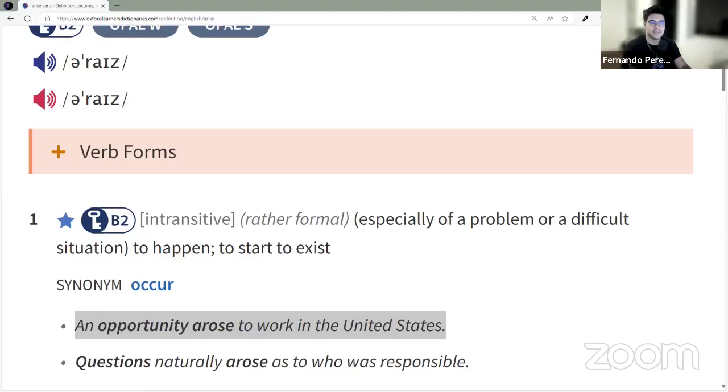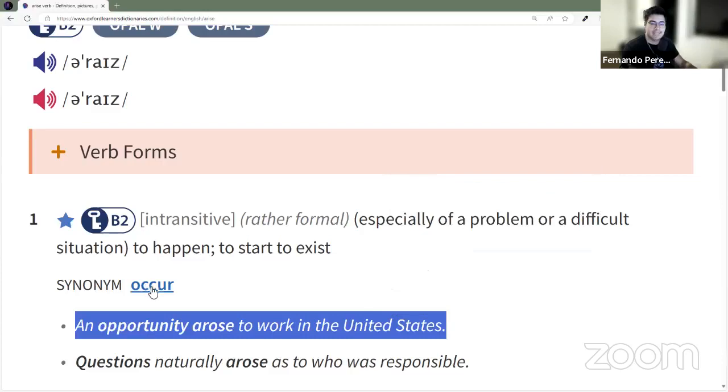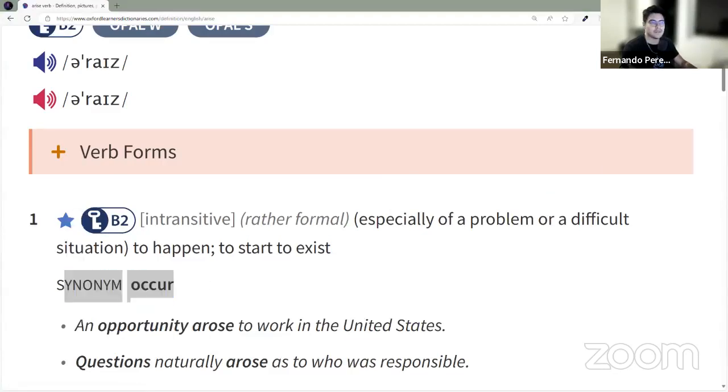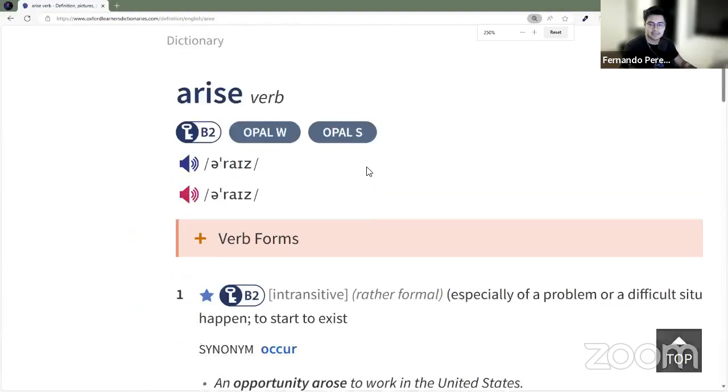So what you need to do is this. You take the examples. You can take the example from the Oxford Dictionary, right? And then replace the word with the synonym that you have underneath, the word arise in this case.